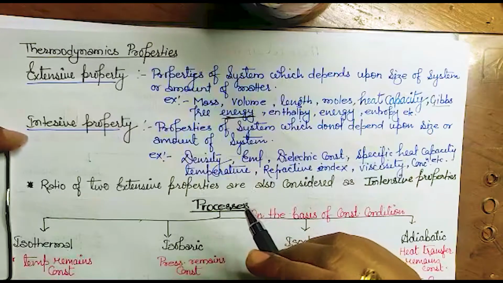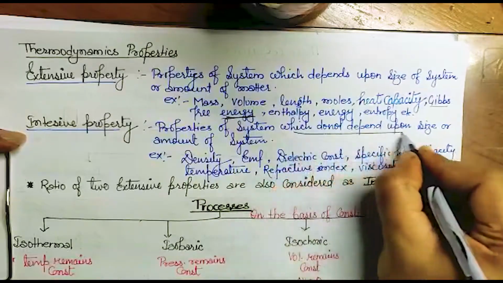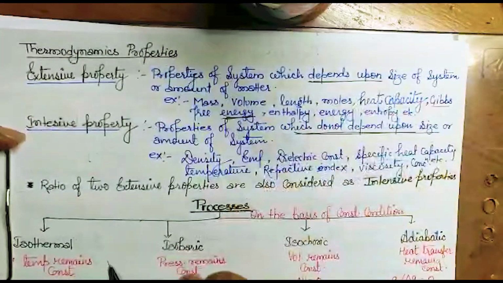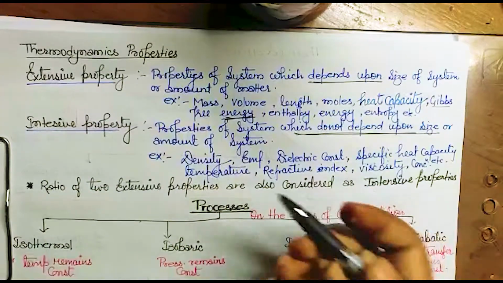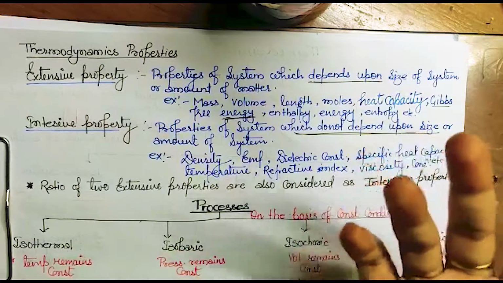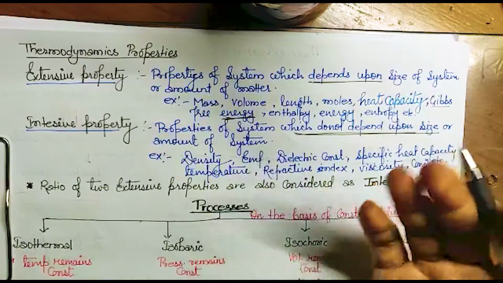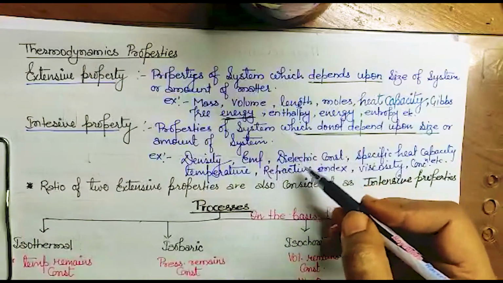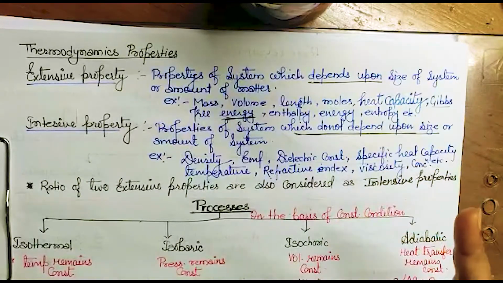Intensive properties are such properties which do not depend upon the size or the amount of the system. Extensive depends, intensive does not. Example: density. If you take one glass of water or half a glass of water, the density of water will remain the same, isn't it? EMF, which you will learn afterwards, is the electromotive force you know from physics. Dielectric constant is a constant for every material, a fixed constant which depends upon the matter.